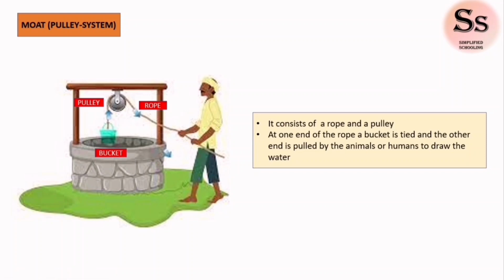In the village, just like people used to draw water from the well, in the same way water is drawn from the well in the moat method of irrigation.